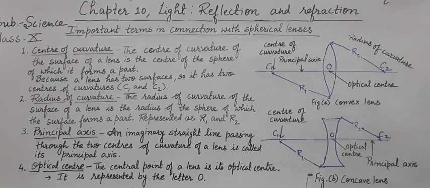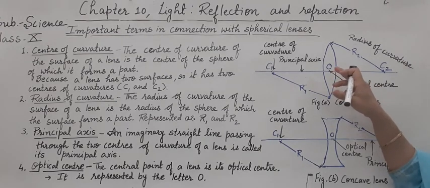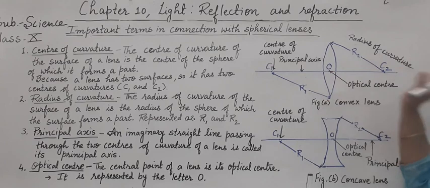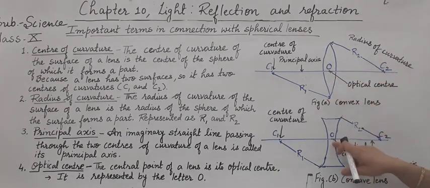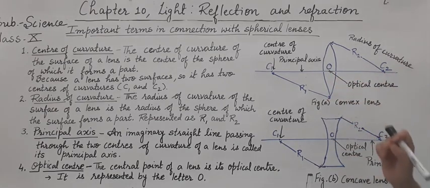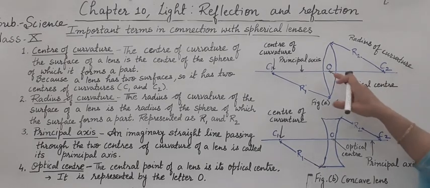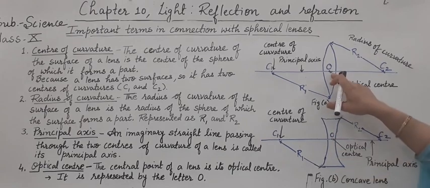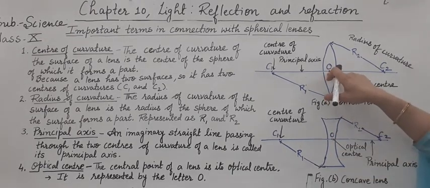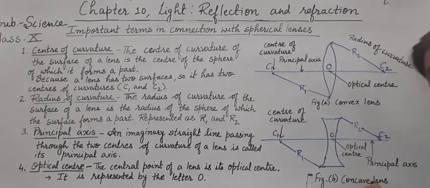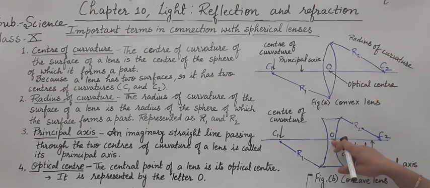Now, optical center. The central point of a lens is called its optical center. It is represented by the letter O. In the convex lens, here this is the optical center, represented by O. Similarly, in the concave lens, the center point of the lens is called optical center, which is represented by O in this diagram.